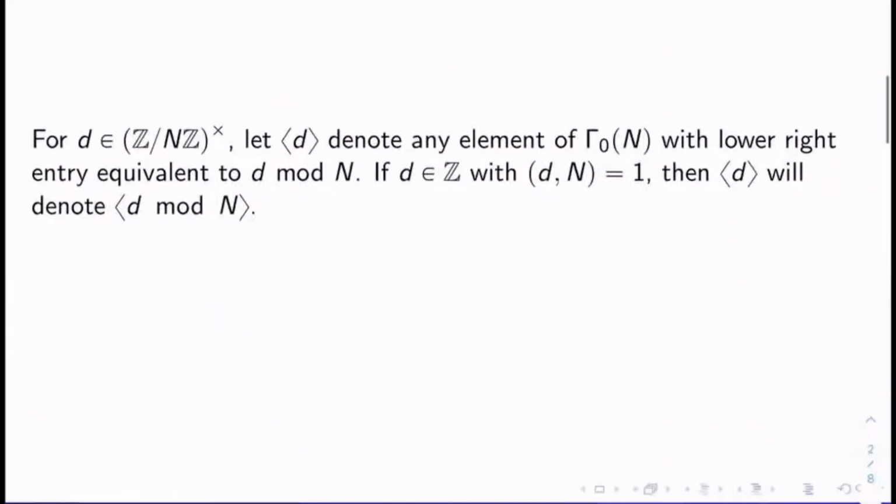Okay, so first, the diamond notation. Remember that Γ_0(N) is the set of all matrices in SL2 that reduce to an upper triangular matrix mod N. So if d is in (Z/NZ)^×, let's let ⟨d⟩ be any element of Γ_0(N) with lower right entry equivalent to d mod N. That's it. Okay, what if I give you an integer d? Well, as long as its GCD with N is 1, then I can still talk about ⟨d⟩, even though d isn't literally in (Z/NZ)^×. Because I can just say ⟨d⟩ means ⟨d mod N⟩. Okay, because d mod N will live there because of this GCD condition.